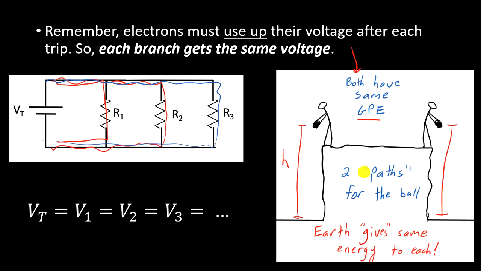So the Earth gives the same gravitational potential energy, and similarly, there's the same amount of electric potential energy and therefore the same amount of voltage given to each parallel branch. So, unlike in series circuits, what's key is this spot here. The total voltage goes to each of those branches.